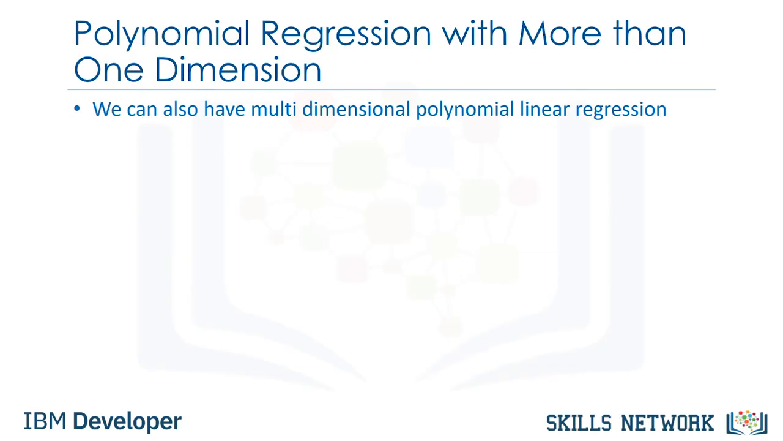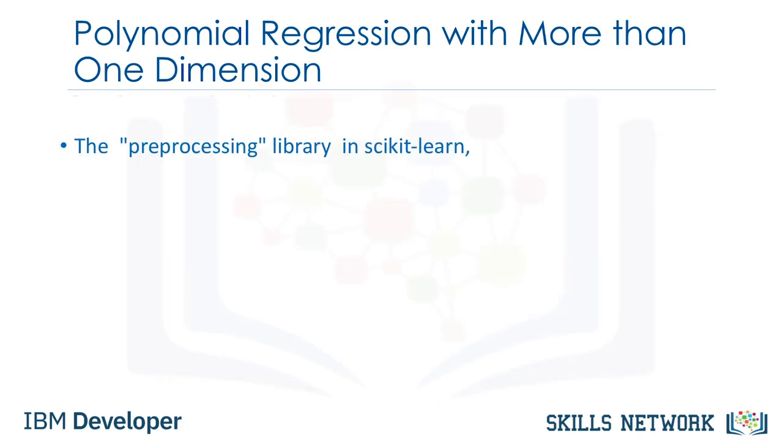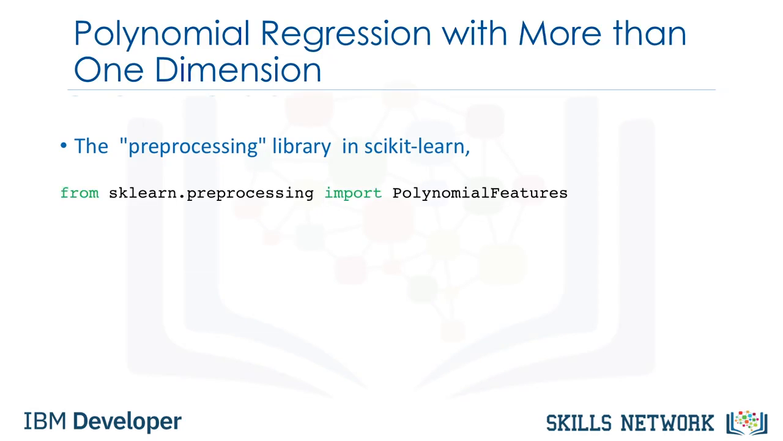We can also have multidimensional polynomial linear regression. The expression can get complicated. Here are just some of the terms for a two-dimensional second-order polynomial. NumPy's polyfit function cannot perform this type of regression. We use the preprocessing library in scikit-learn. To create a polynomial feature object, the constructor takes the degree of the polynomial as a parameter. Then we transform the features into a polynomial feature with the fit_transform method.